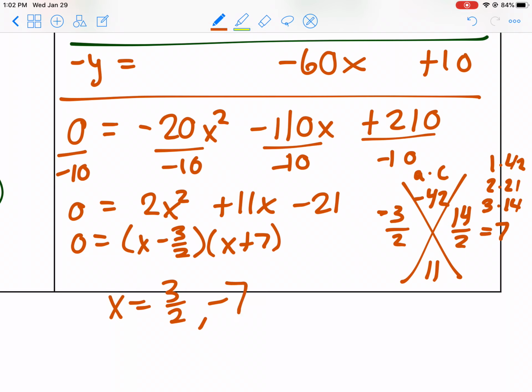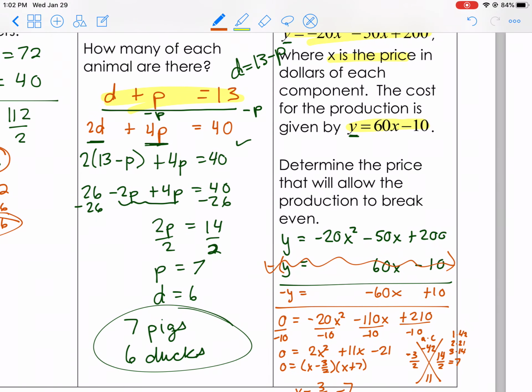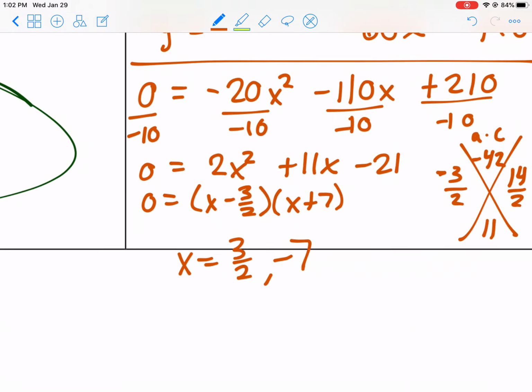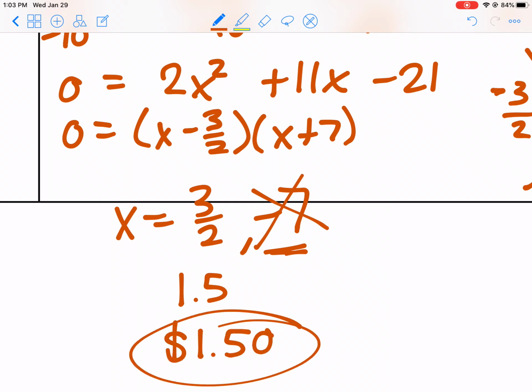Now, according to this story problem, x is the price in dollars of each component. So would a price of negative $7 make sense? It wouldn't. The company would pay people to purchase the product, so that doesn't make sense. 3 halves, if I were to change that to a decimal, that's 1.5. And if I put that in dollars, we're talking about $1.50. That would be the best price there.